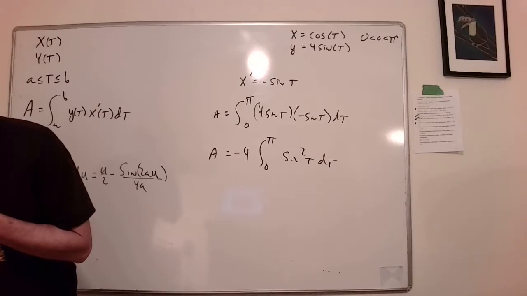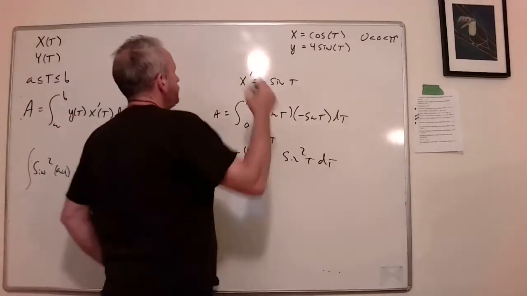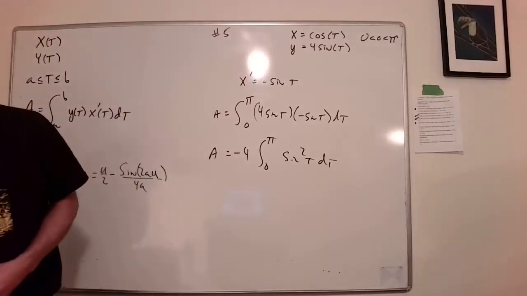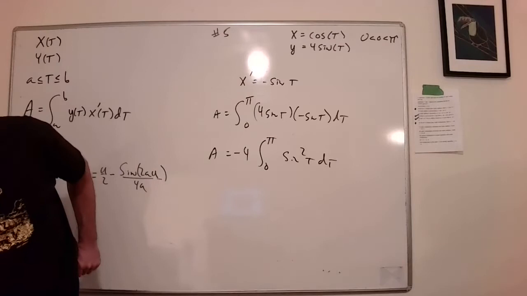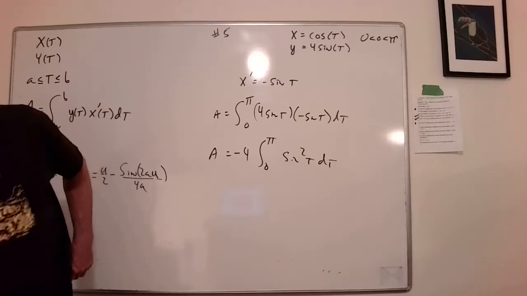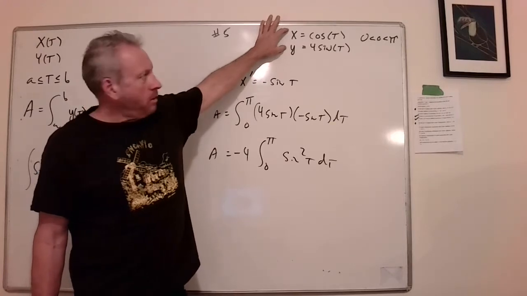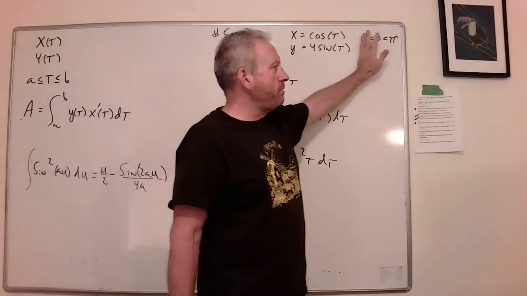So, the question was, let me read this question. This is question number 5 on the sheet. The question asks us to find the area bounded by the ellipse given by these two parametric equations, where t runs between 0 and pi.